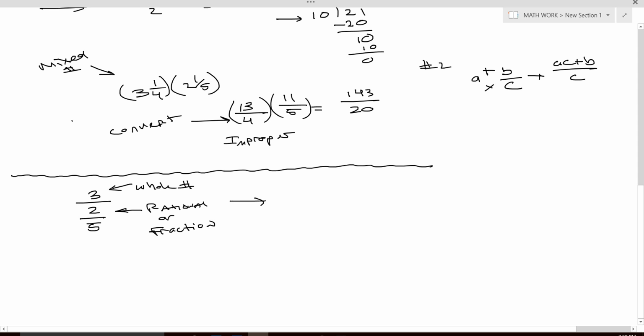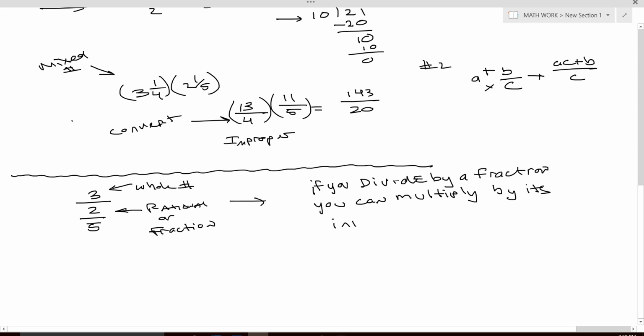So we have a whole number, 3, divided by a fraction, 2/5. So this is a new rule that states if you divide by a fraction, as we said, we're dividing by a fraction, which is 2/5, right? You can multiply by its inverse.